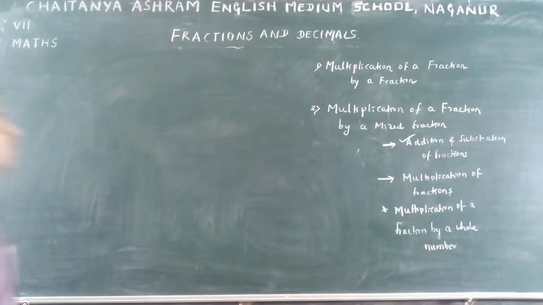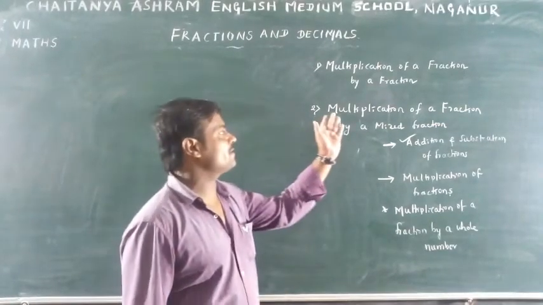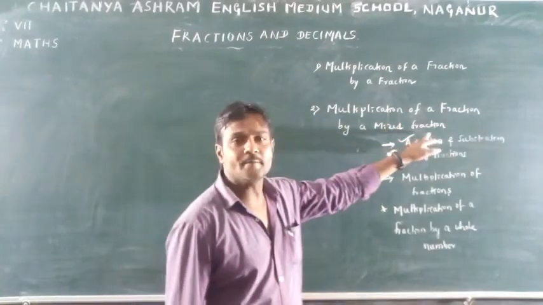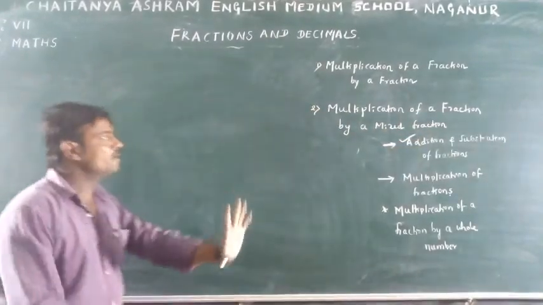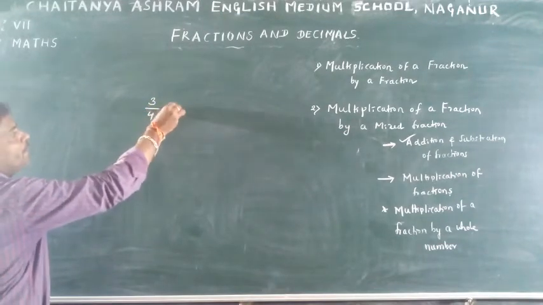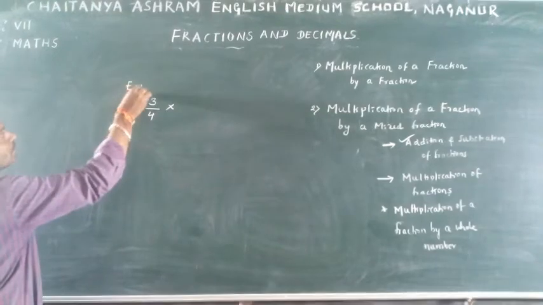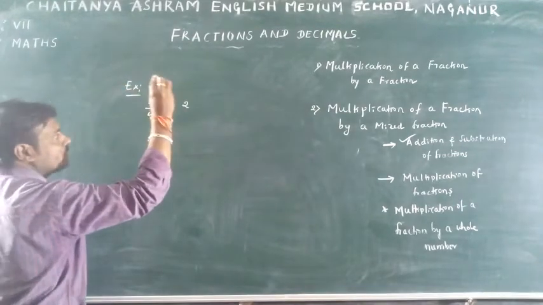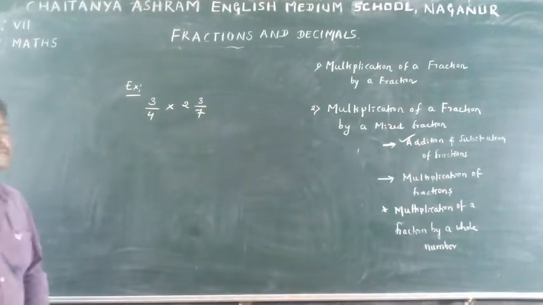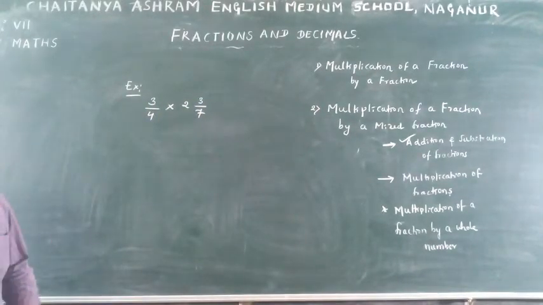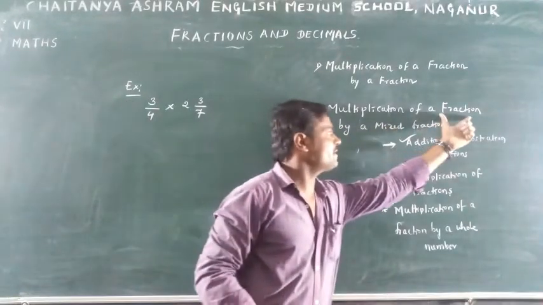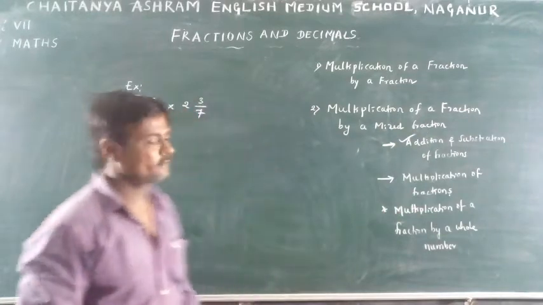Okay, dear children, we will deal with another case of multiplication, that is multiplication of a fraction by a mixed fraction. Clear? Consider the example: 3 by 4 into 2 whole 3 by 7. The question is, find the product. This is the multiplication of a fraction by a mixed fraction.